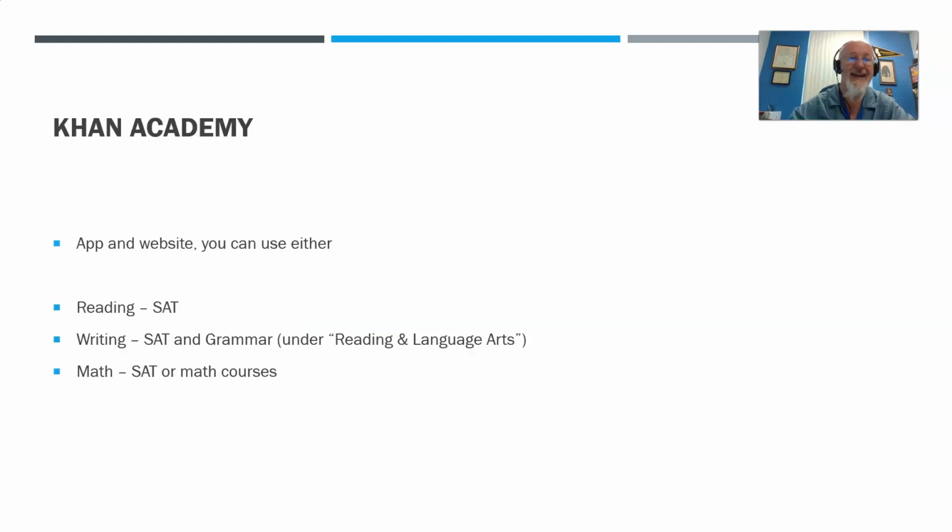Also, I would recommend looking at Khan Academy. If you're not familiar with it, it is an app and also a website. You can use either one. They're set up the same way. I would recommend for the reading portion of the PERT that you do some SAT practice. For the writing portion, use the SAT practice and a course called Grammar, which is going to be under the category of Reading and Language Arts. I will try to show you that in the video as well, where you can find that.